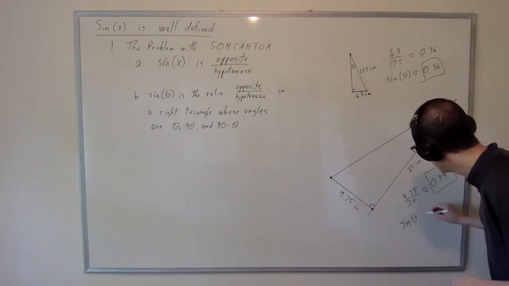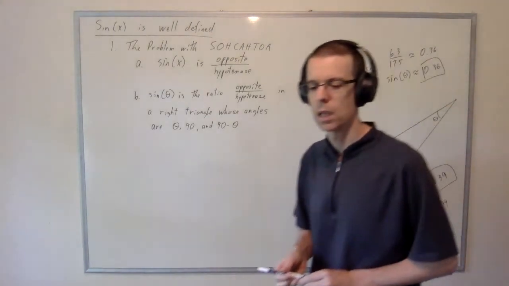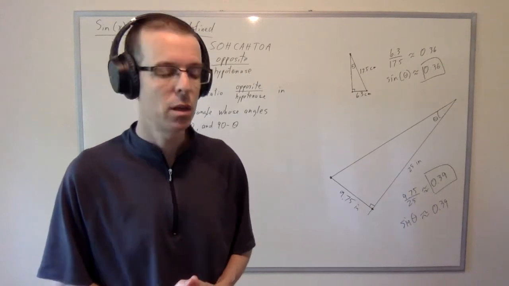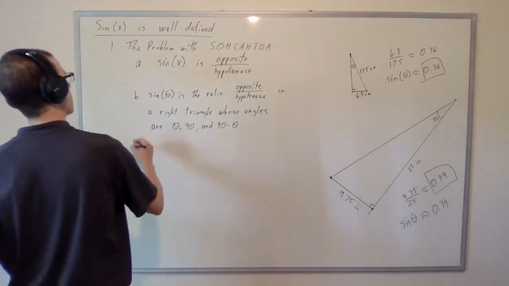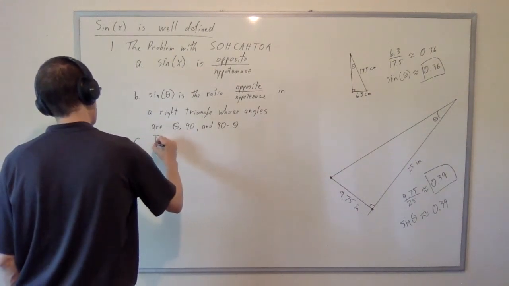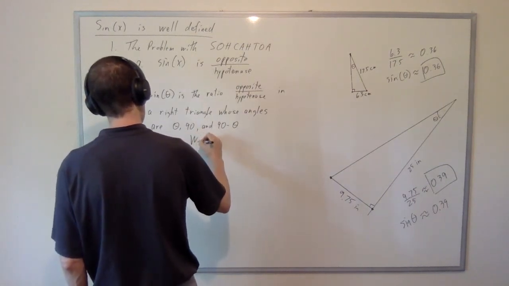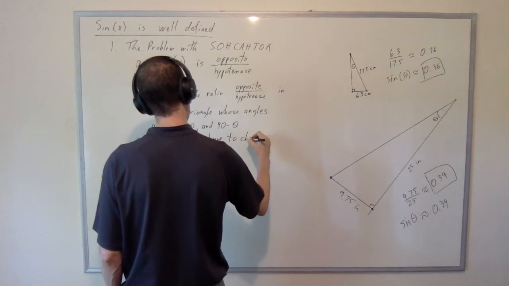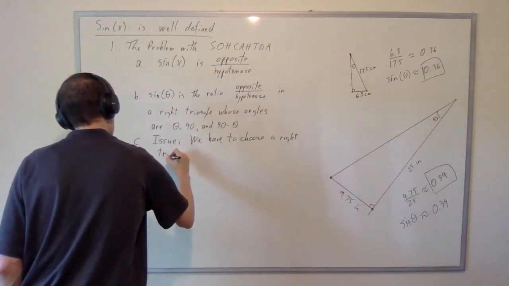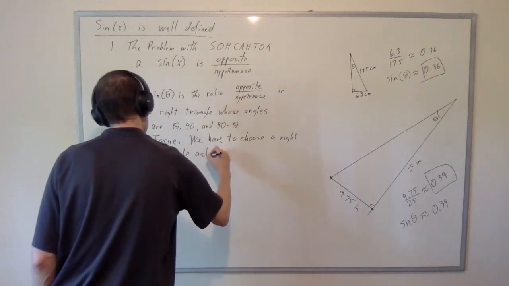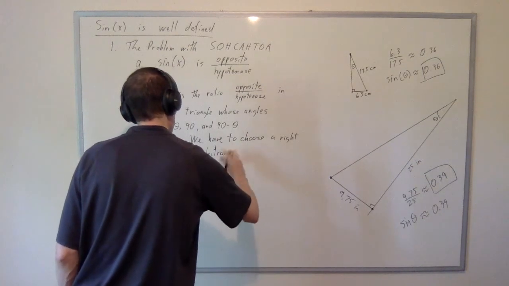We've got the same angle theta. Sine theta is approximately 0.39. It's approximately 0.36. We don't know what's the real sine theta here. So this is the problem, and it's a problem of well-definedness. So the problem with this definition is we have to choose a right triangle arbitrarily in order to apply this definition. And in principle, it might matter which one we choose.